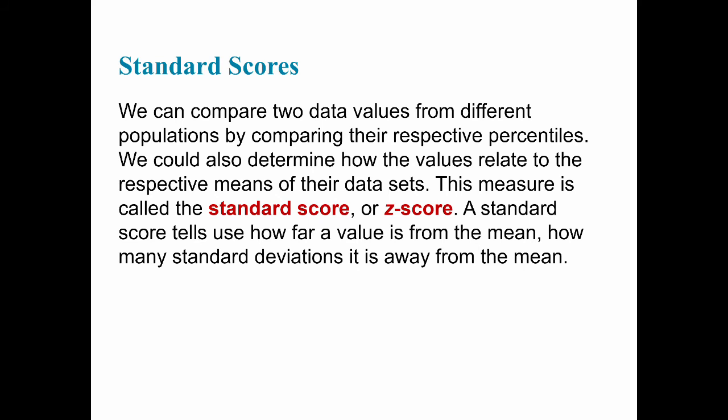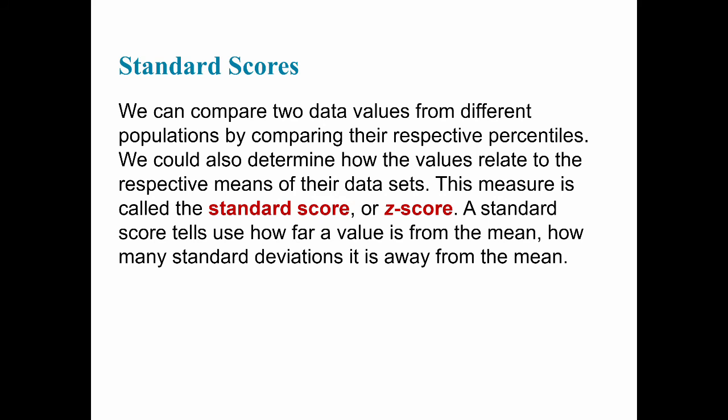So standard scores are another way in which we're going to compare two different data sets, but in this case we're actually comparing data values themselves. So we're comparing any individual data value from more than one data set. So it could be even across different populations. By doing this, what we're really doing is comparing them using how they relate to the mean of their data set. So the measure that we're going to use to compare is called the standard score or the z-score.